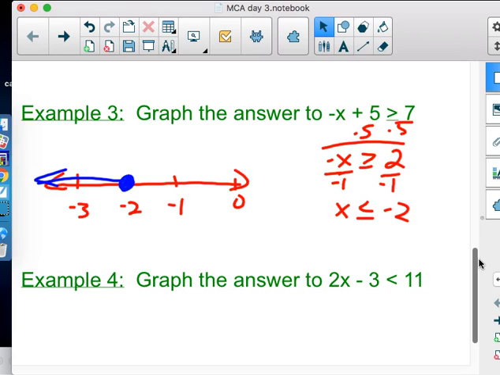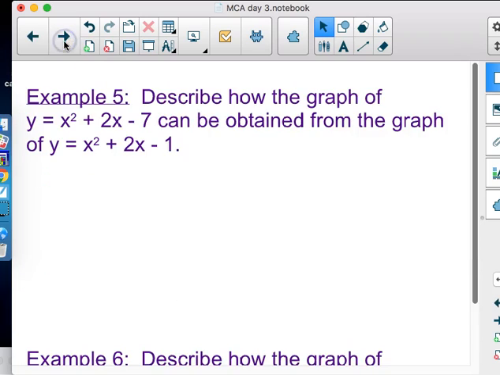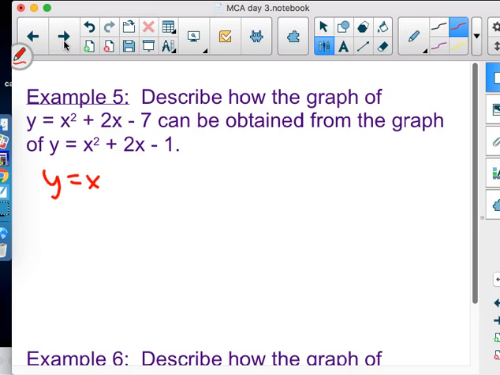Oh, example 5. They do this all the time. They put things in the wrong order to try to mess with our heads. So you have to be careful when you're reading. Describe how the graph of y equals x squared plus 2x minus 7 can be obtained from the graph of y equals x squared plus 2x minus 1. Well, that means even though they wrote this one second, this is the first one. So they started with this, and they got this. So what I usually do is write it below it and then scratch that out so I can remember this was the first one because they said that's what they obtained it from. That's what they started with.